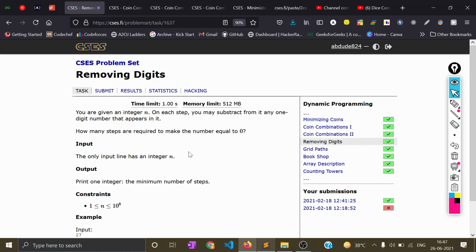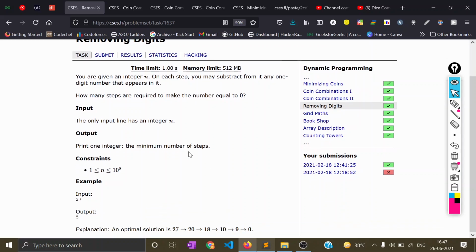You are given an integer n. On each step, you may subtract from it any one digit number. So this is pretty straightforward actually, because it would not require much knowledge, but it is actually very straightforward.